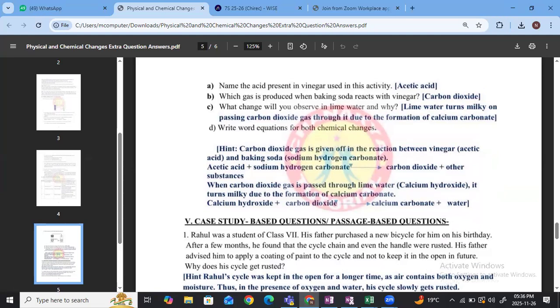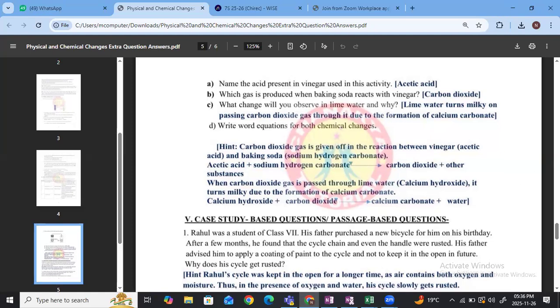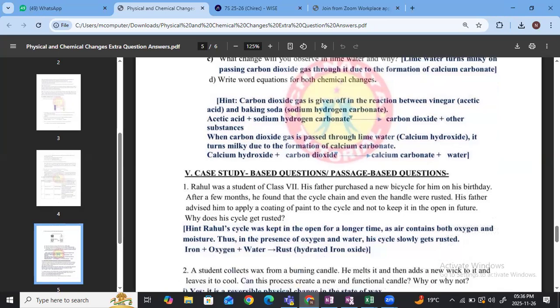Ma'am, from this question, we can see that Rahul's cycle was most likely open to air and moisture. This caused it to rust over a long period of time. If metallic parts come in contact with air and moisture, a layer of iron oxide forms, which changes the color, and rust forms. Ma'am, his father tells him to apply a coat of paint to the cycle to prevent rusting. Coating the cycle with paint will prevent air and moisture from reaching the iron.